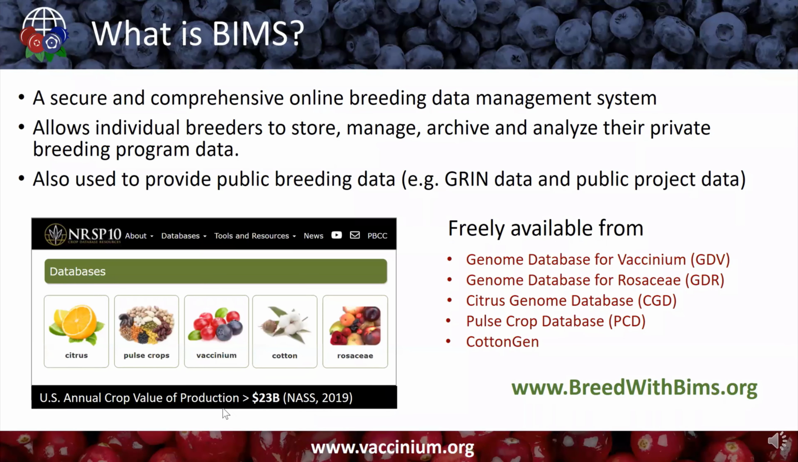So what is BIMS? BIMS is an online software suite of tools which provides a secure data management solution for breeding programs, while also allowing them to explore and use publicly available breeding data in the host community databases. It is embedded and freely available from GDV and the other crop databases our program developed for rosaceae, citrus, pulses, and cotton. This all comes under the project NRSP 10, which covers crops that have a US annual crop value of production exceeding 23 billion.